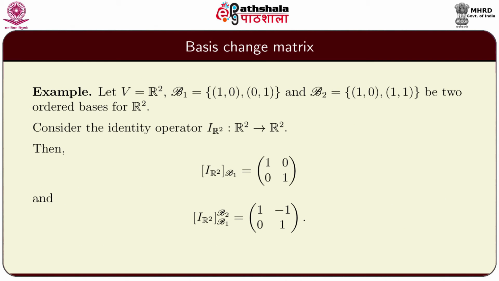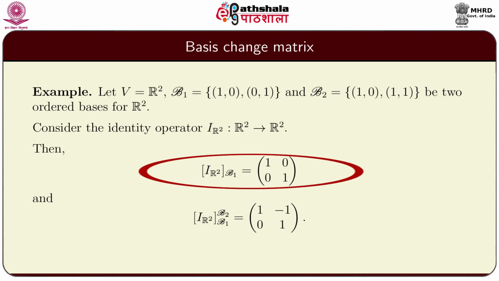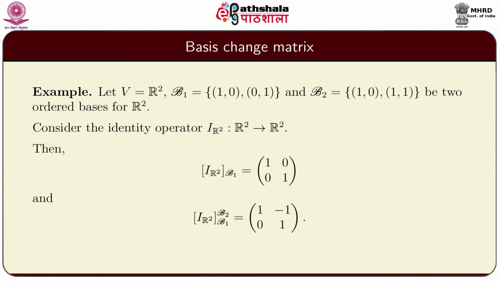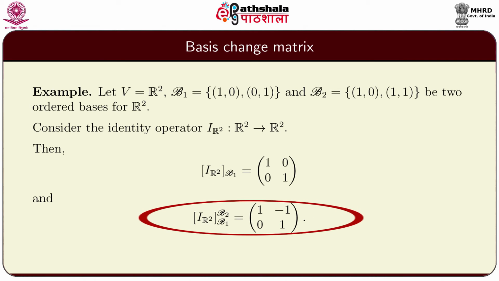We now introduce the concept of basis change matrix. So let us start with this example. Let V denote the vector space R2, and we consider these two ordered bases, B1, which is the standard basis for R2, that is (1, 0), (0, 1), the standard basis vectors, and B2 is another ordered basis where the vectors are (1, 0) and (1, 1).